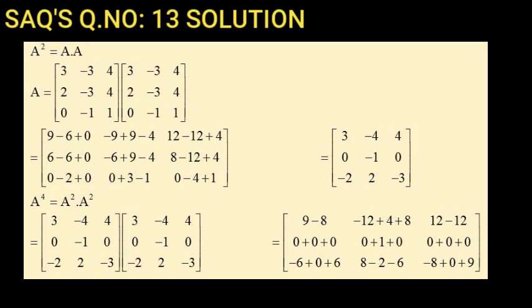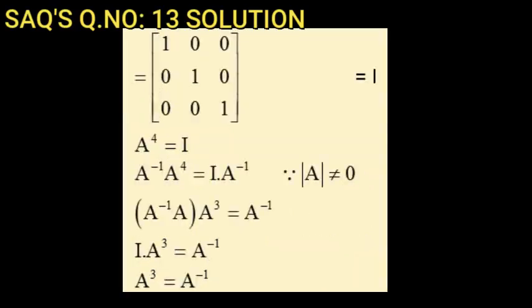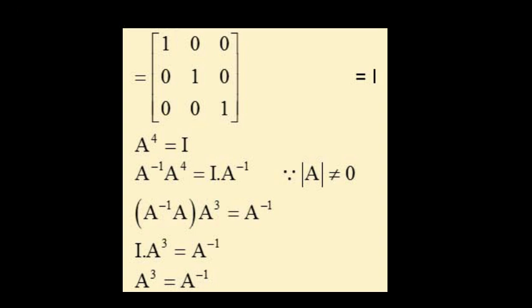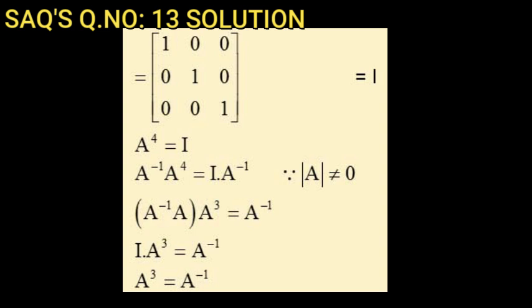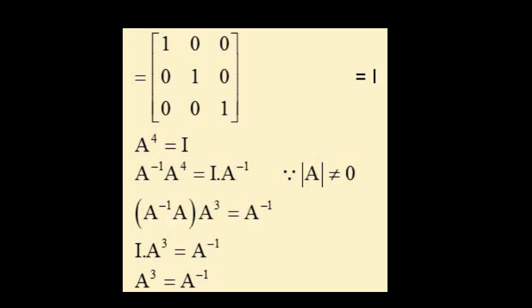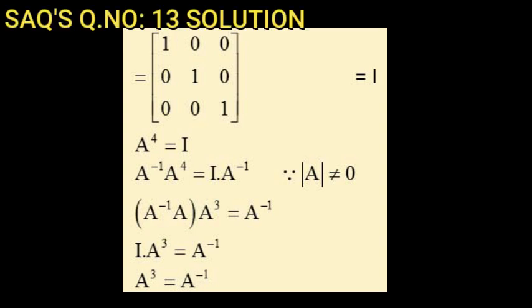Then A power 4 is equal to A square into A. Multiplying again these two matrices, we get the identity matrix [1, 0, 0; 0, 1, 0; 0, 0, 1]. That is, A power 4 is equal to I. Multiplying both sides with A inverse, A inverse into A power 4 is equal to I into A inverse. A inverse into A power 4 is equal to A inverse into A cube, which is equal to I into A inverse, that is A inverse. Then A cube is equal to A inverse, and det is also not equal to 0. Therefore, the inverse of the matrix exists, and A cube is equal to A inverse.